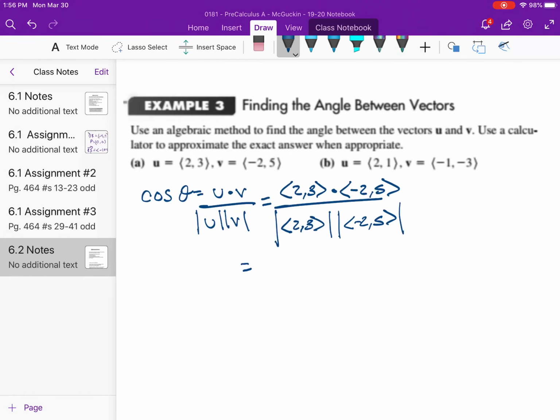So let's go ahead and do our dot product. So we have 2 times -2, which is -4. -4 plus 15, 3 times 5, is going to produce a positive 11.